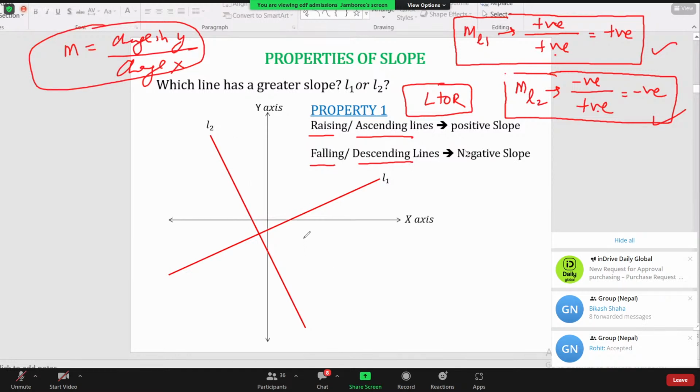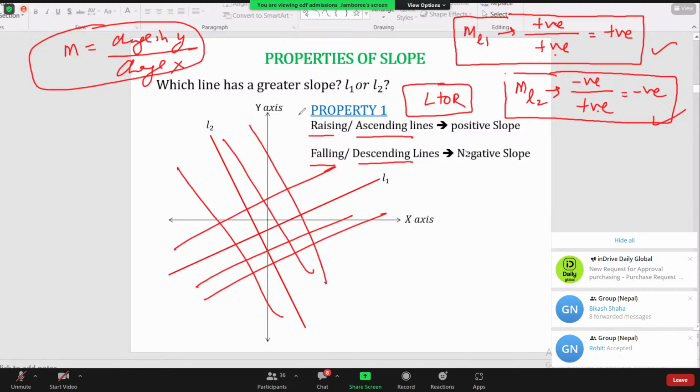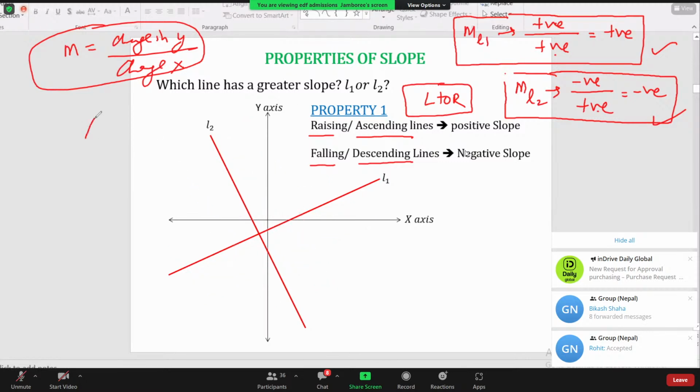That's one thing. The second important thing you need to remember, the second property, gives rise to another concept actually. All the lines which are parallel to each other, be it this line, this line, or this line, will always have equal slopes. So if the lines are parallel, their slopes are going to be equal to each other. Secondly, if the lines are perpendicular, then the product of their slopes will be equal to -1.